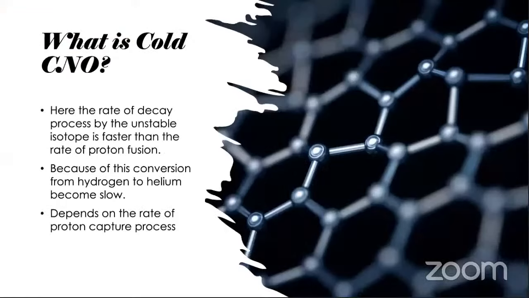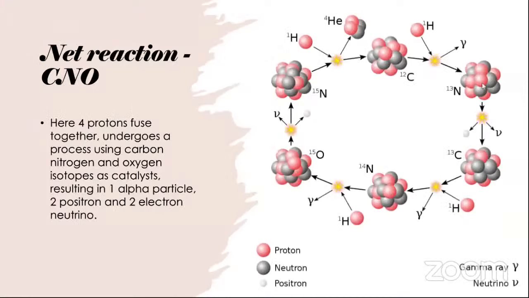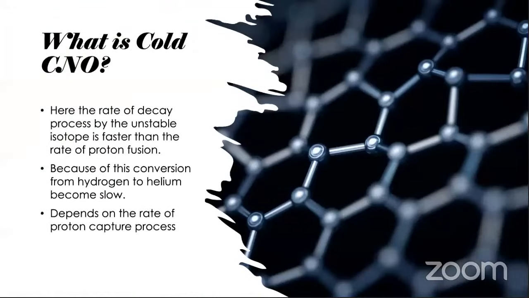So what is cold CNO? Cold CNO is where the rate of decay in the process is faster than the rate of proton fusion. When the nitrogen is unstable, it goes into beta plus decay and gives carbon instead of capturing one proton and making the next isotope. So here the decay process is faster than the proton fusion. This cold CNO process is very slow, and it always depends on the rate of the proton capture process.